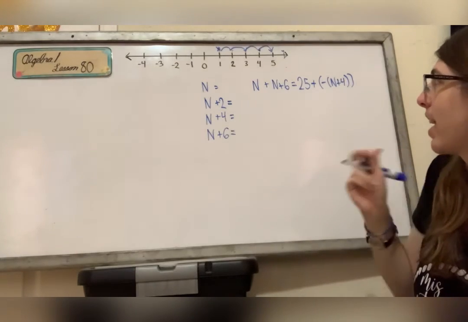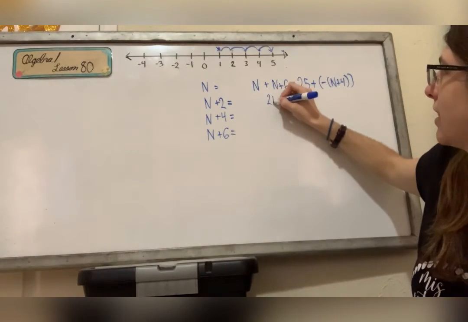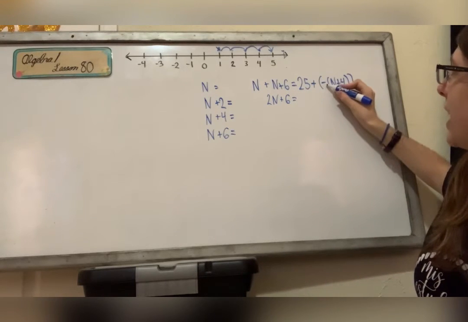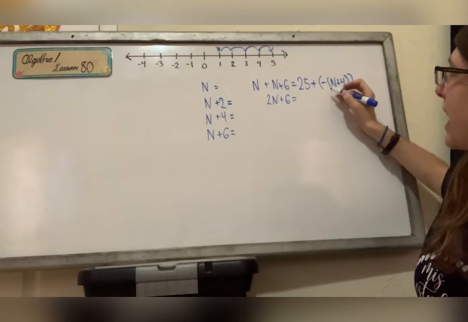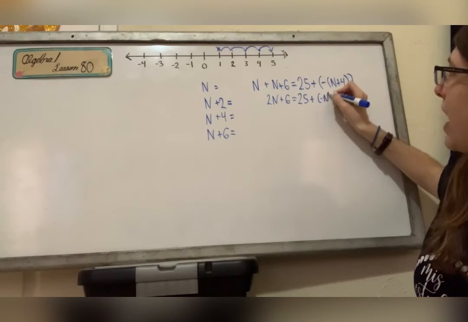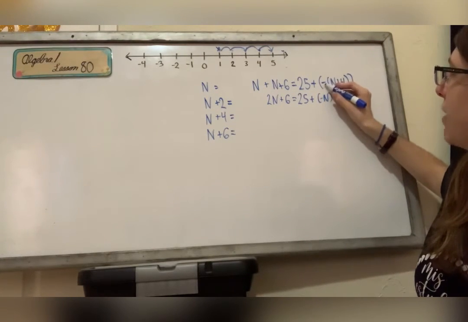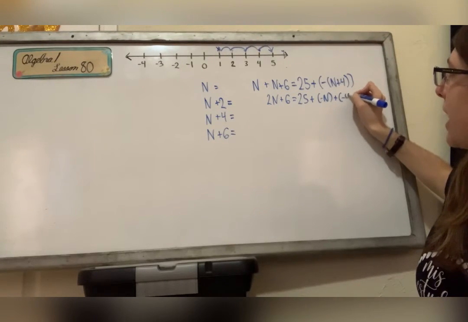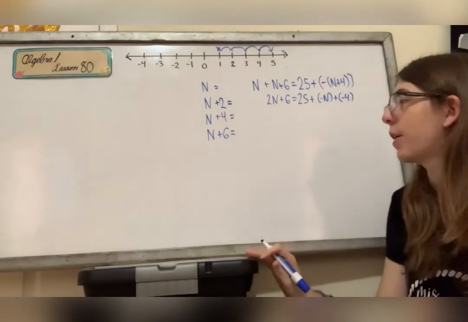So to simplify on this side, I have 2n plus 6 equals negative 1 times n would be a negative n. So I have 25 plus negative n. Negative 1 times positive 4 would be negative 4. So plus negative 4. Okay?